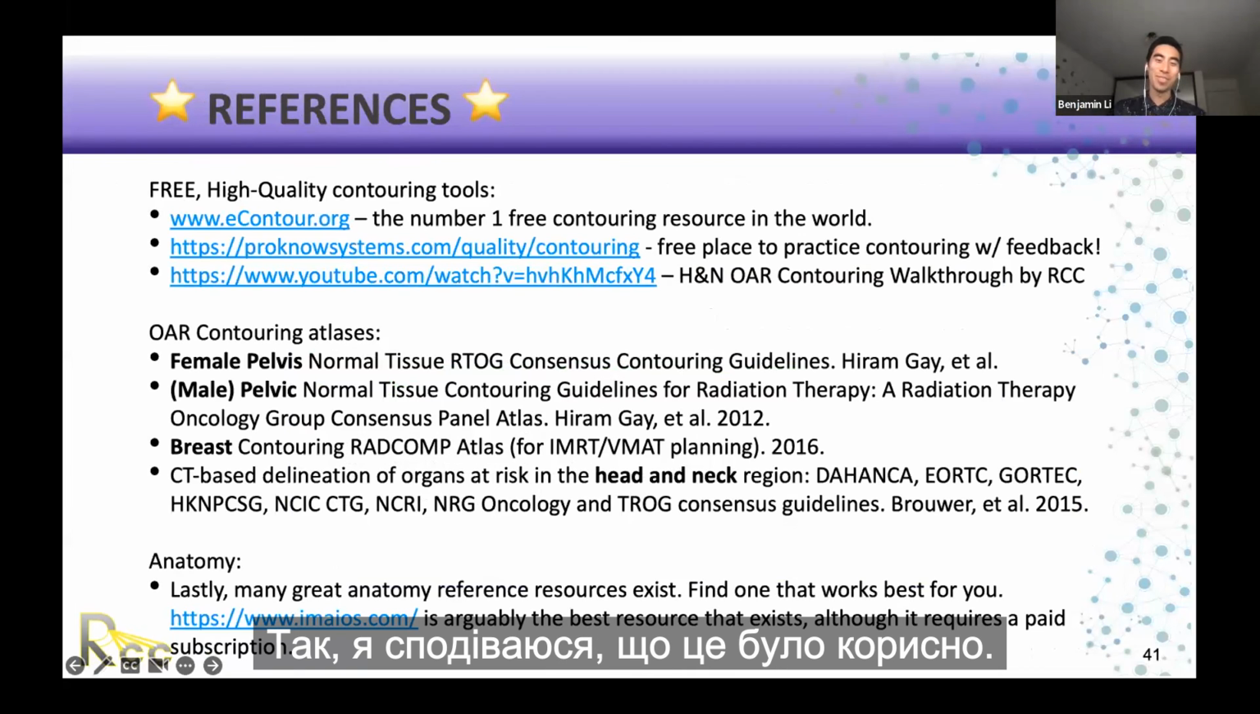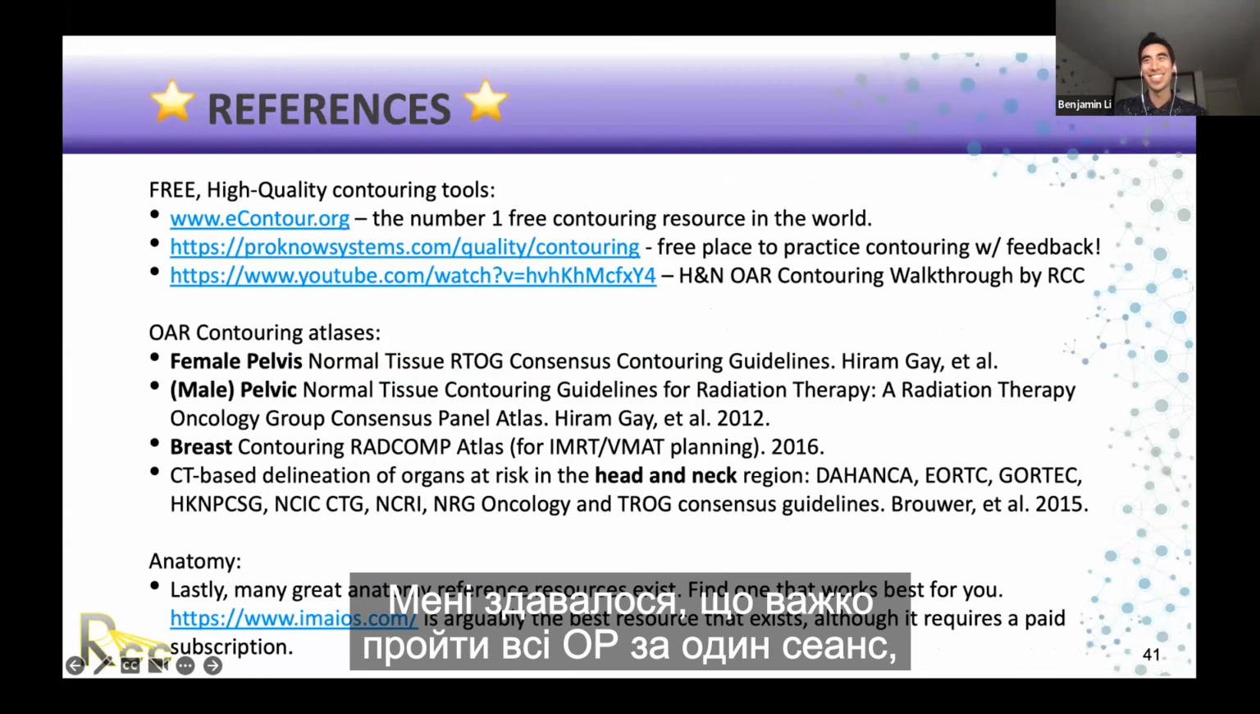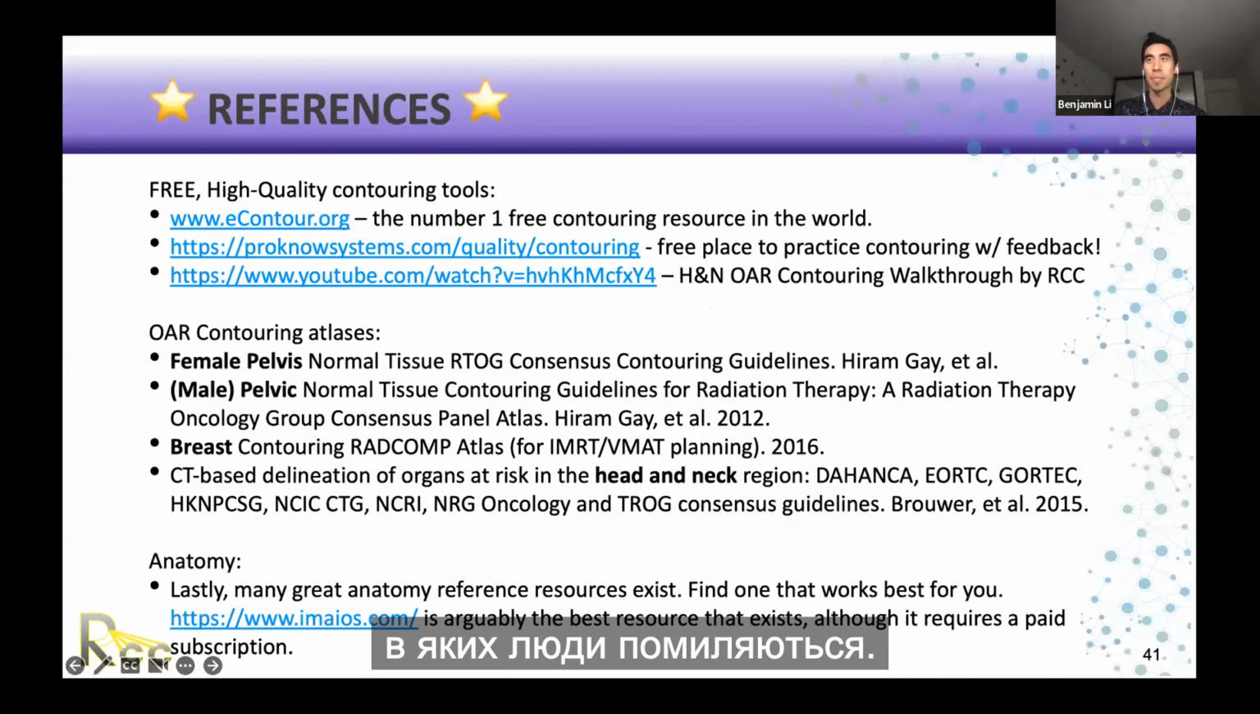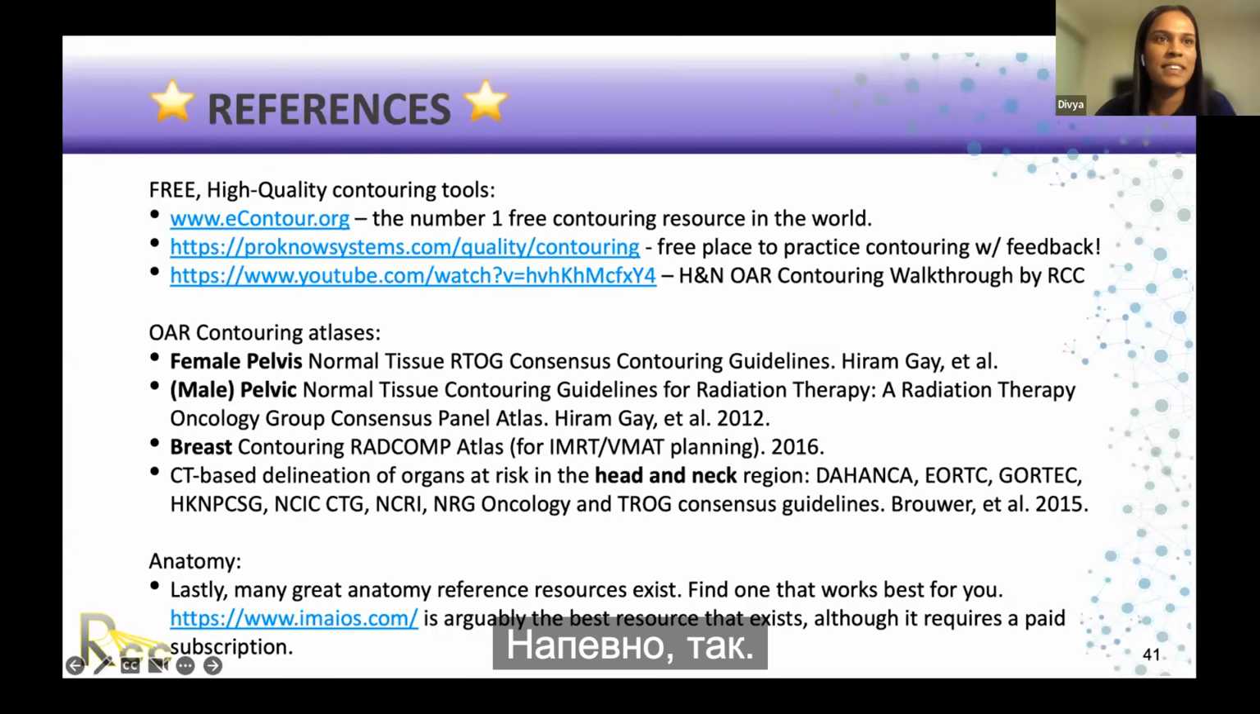Yeah, I hope this was helpful. I felt like it was kind of hard to go through all of the OARs in just one session, but I really just tried to hit home the most important things where people mess up.